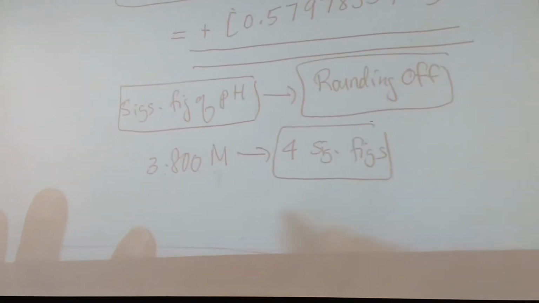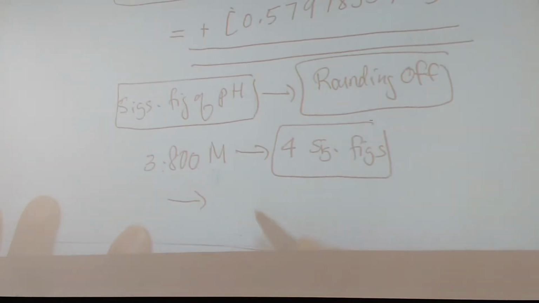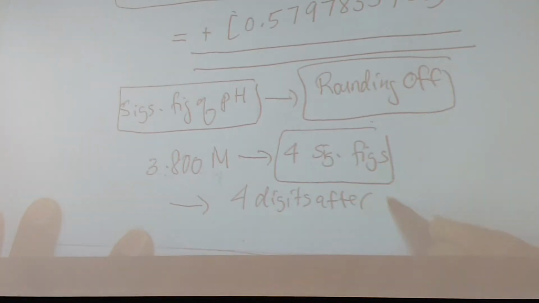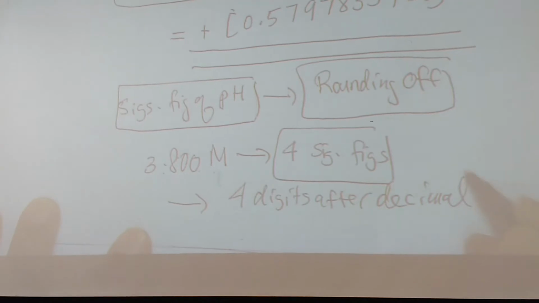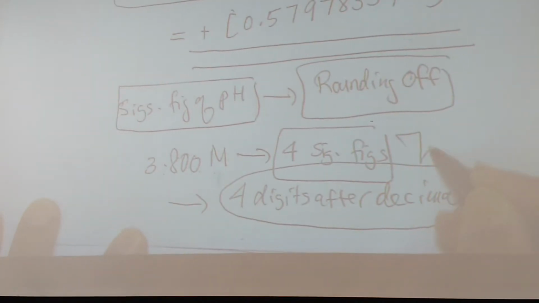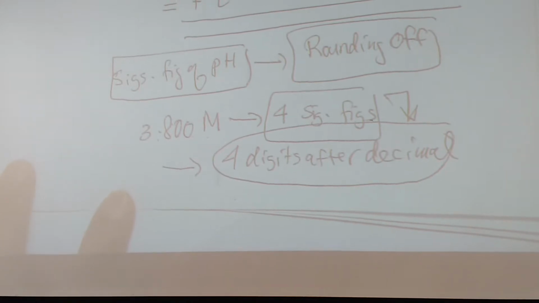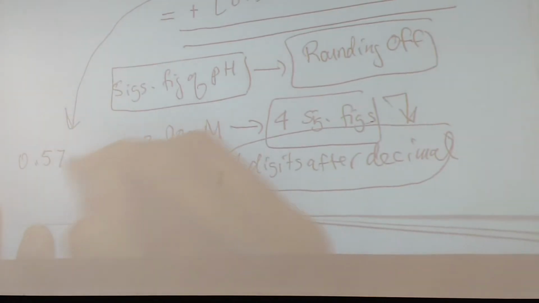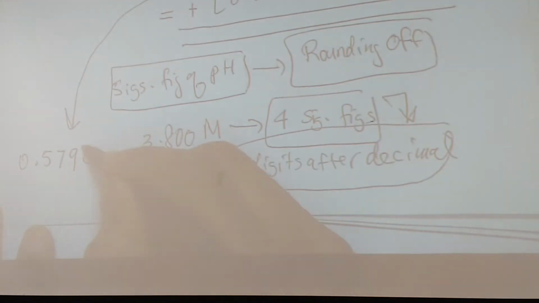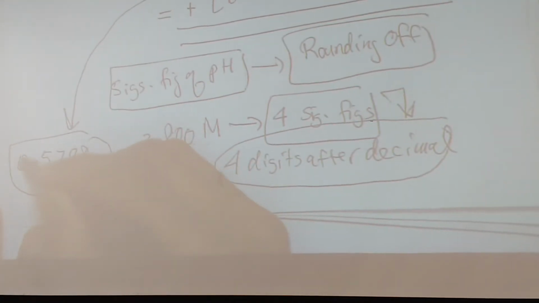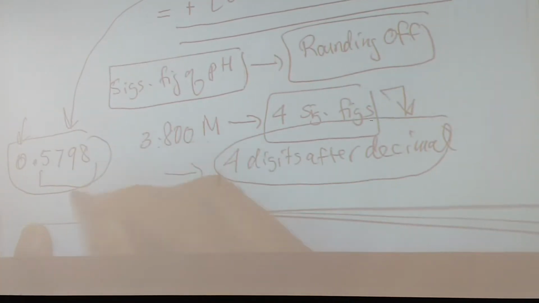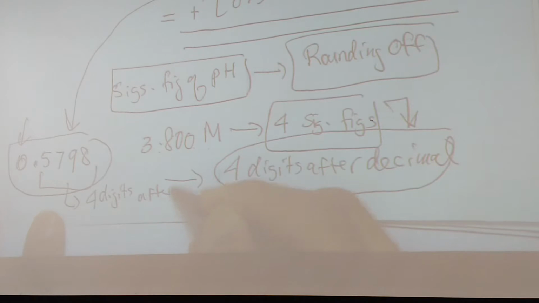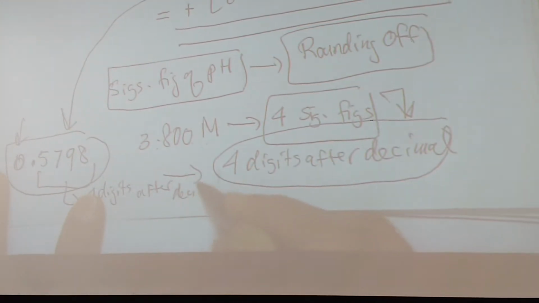So therefore, we will have to have four digits after the decimal. So this is very important. I have 4 here, therefore I have 4. So this answer will be 0.5797 and then 8. I don't care about the first digit here. It has to be 4 digits after the decimal, correct?